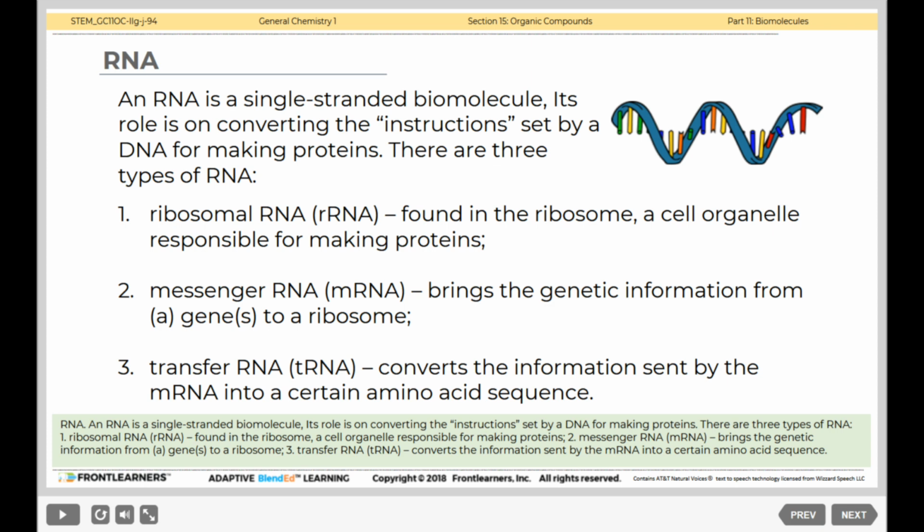Number one, ribosomal RNA or rRNA, found in the ribosome, a cell organelle responsible for making proteins. Number 2, messenger RNA or mRNA brings the genetic information from genes to a ribosome. Number 3, transfer RNA or tRNA converts the information sent by the mRNA into a certain amino acid sequence.